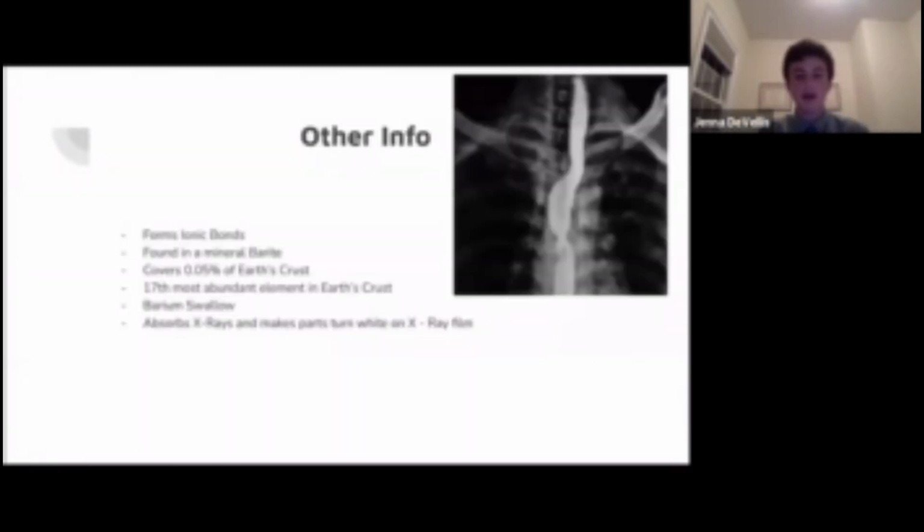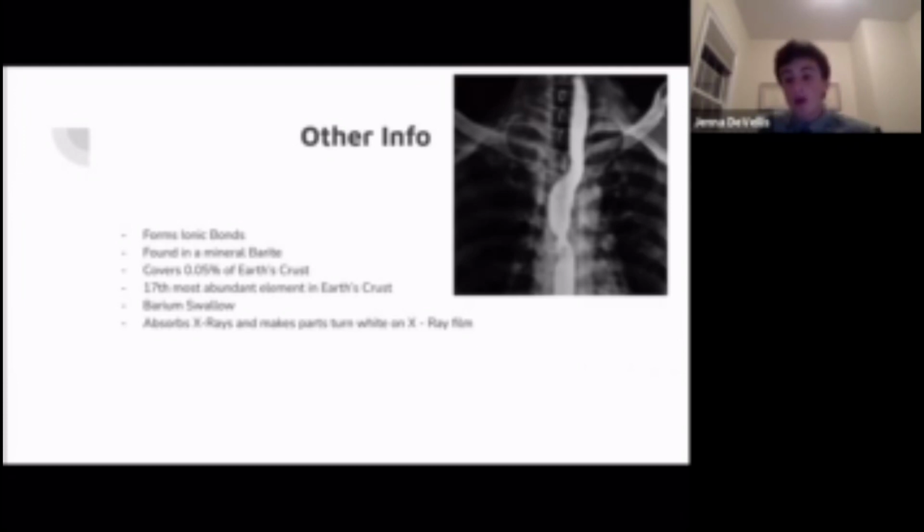Continue on to the other information. So it does form ionic bonds because it is an alkaline earth metal, and alkaline earth metals form ionic bonds with gases. It is found in a mineral called barite, which covers 0.05% of Earth's crust, making it the 17th most abundant element in Earth's crust, which is pretty nuts to me.